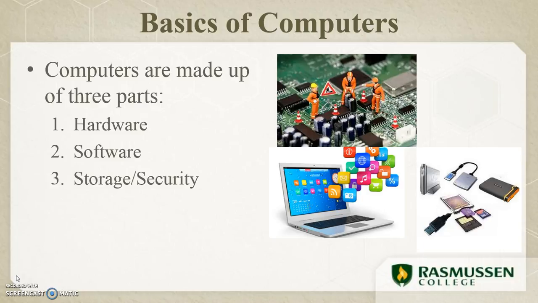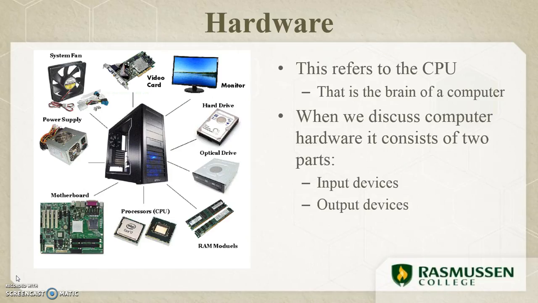But computers are really made up of 3 components. They are made up of hardware, software, and storage and security. So let's talk about those a little bit more in depth. So we're going to start with hardware. Now this is referred to as the Central Processing Unit, or your CPU. The CPU is essentially the traffic controller of all computer activities. So another way to think about this is the CPU is really the brain for your computer.